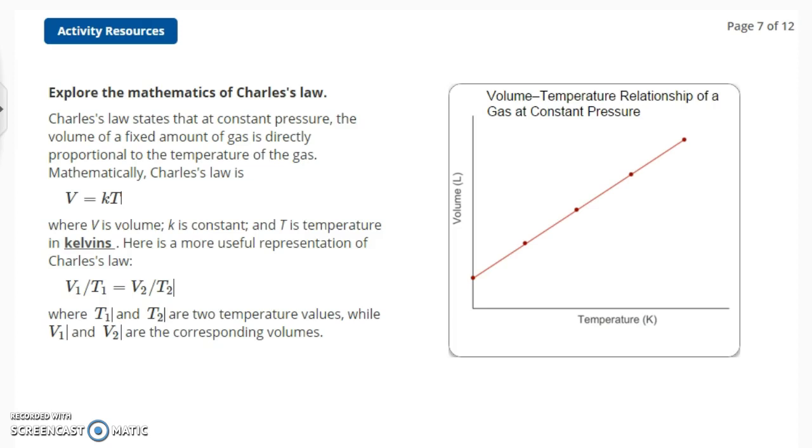Mathematically, Charles' law is V equals kT, where V is the volume, k is a constant number, and T is the temperature in kelvins. You have to have the temperature in kelvins. Make sure you write that down and put a big star by it. Temperature has to be in kelvins. And then, of course, the actual equation, V1 over T1, so our original volume divided by our original temperature, equals V2 over T2, our new volume divided by our new temperature. So again, they will give you 3 of these. You need to solve algebraically for the 4th.